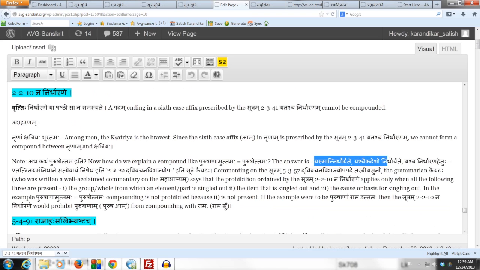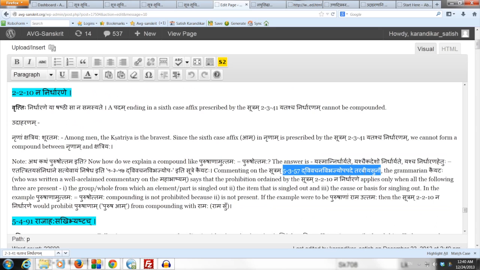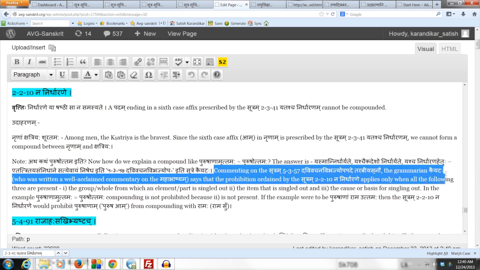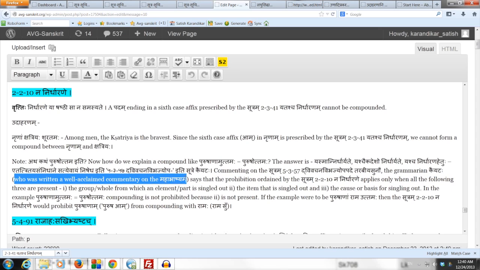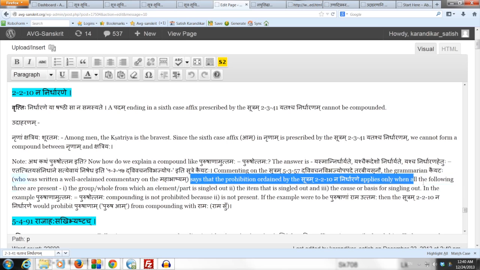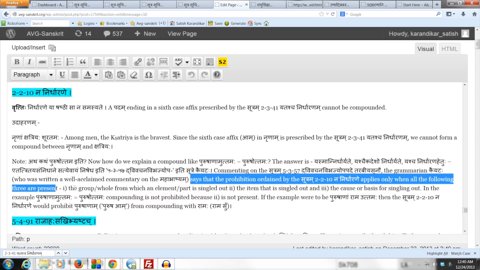The answer is Yasma Nirdharyate Yaschaikadesho Nirdharyate Yascha Nirdharana Hetu Etat Tritaya Sannidhane Satyevayam Nishedha iti Dvivachana Vibhajyopapade Tarabiyasunau iti Sutre Kayyataha. Commenting on the Sutram 5-3-57, the grammarian Kayyataha, who is the famed commentator on the Mahabhashyam, says that the prohibition ordained by the Sutram 2-2-10 Na Nirdharane applies only when all the following three are present.